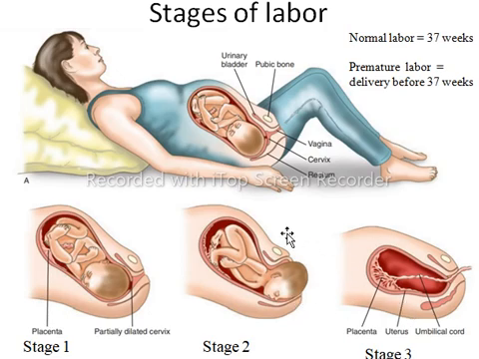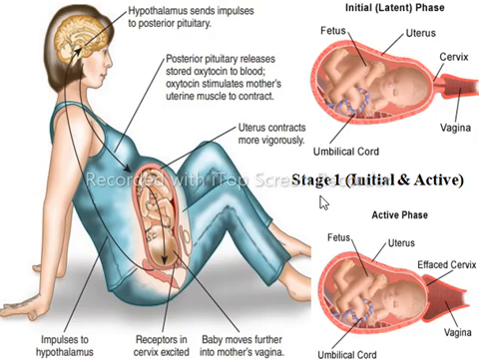Now let's see when a woman is intending to labor or wants to give birth. So what is happening? She will enter stage 1 of labor. Stage 1 can be further divided into two phases: the latent phase, which is also known as the initial phase, and the active phase of stage 1.